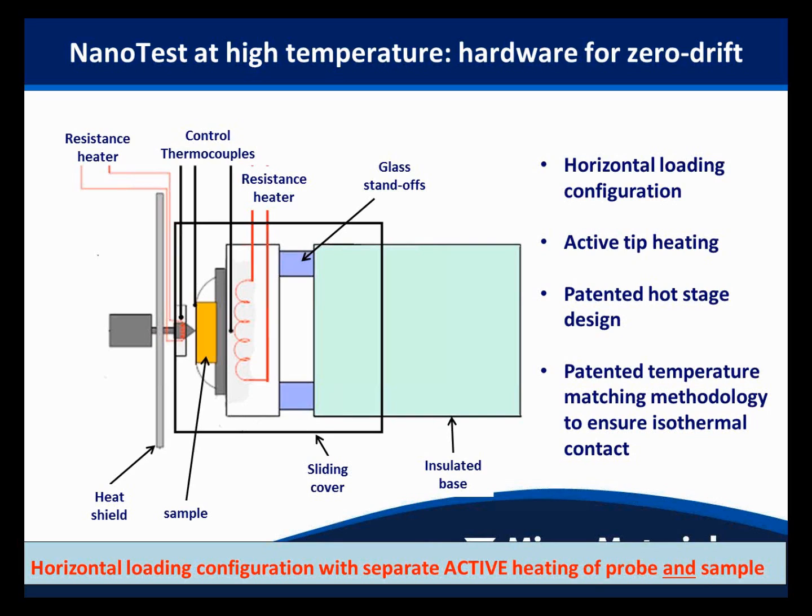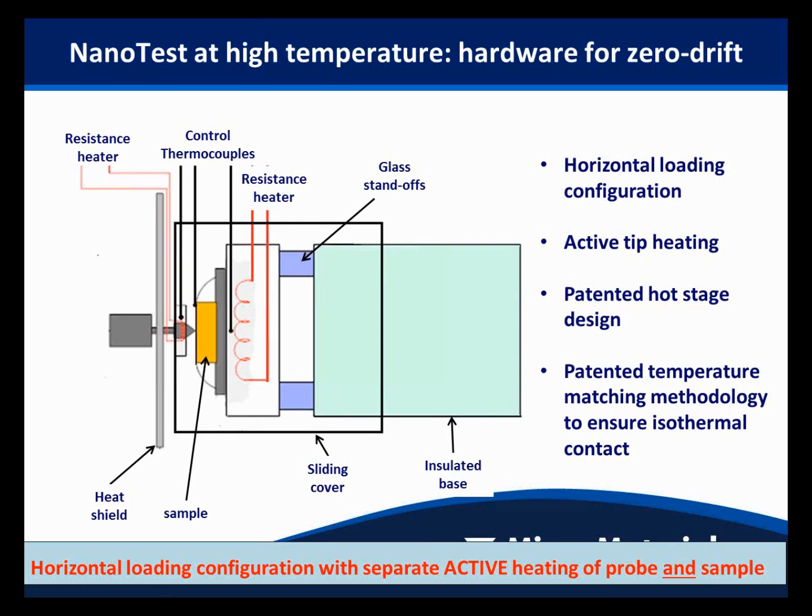This slide shows the hardware and how you do this. So we have an advantage in the horizontal loading in the NanoTest, that our heat flow is going away from the displacement electronics by convection. We have active heating on the indenter side, active heating on the sample side. It's not shown here, but we'd have a surface thermocouple as well, providing a very precise measure of the surface temperature. And we've patented both the stage design and also the temperature matching, allowing for the different thermal masses of the indenter and the sample.